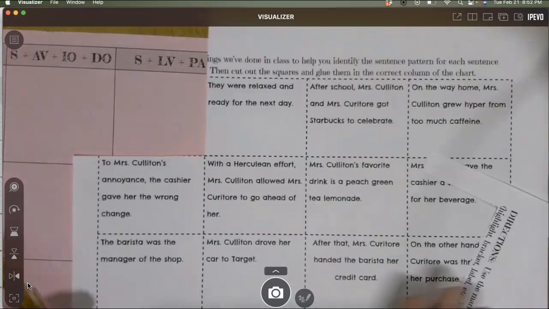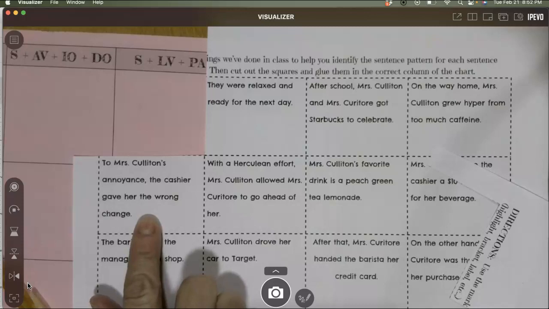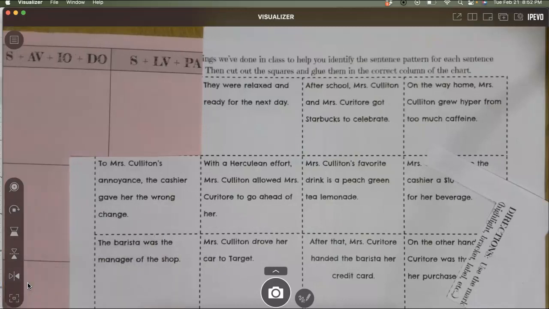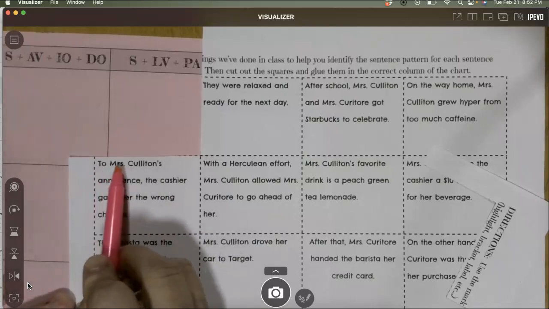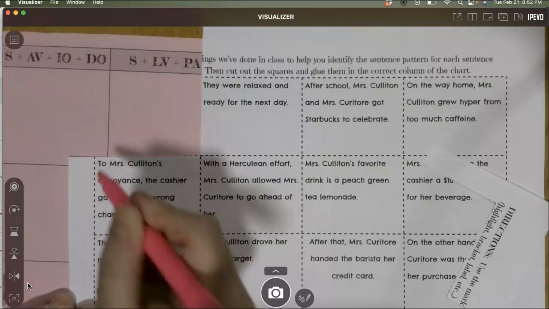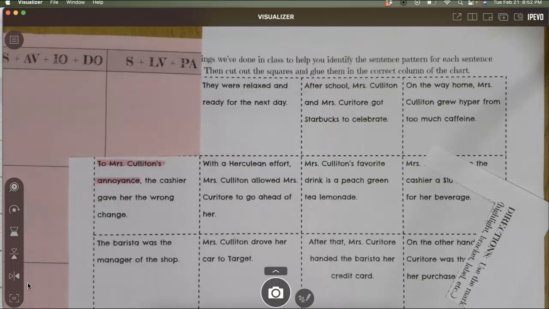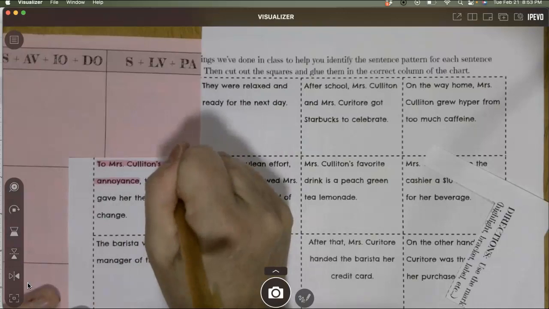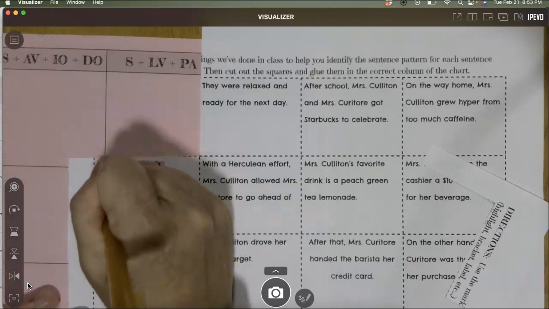All right, I'm going to go down this way. The next one says, "To Mrs. Culleton's annoyance, the cashier gave her the wrong change." I feel like this is a Starbucks run. I don't know. Let's see, I see a preposition, to. It's not an infinitive because Mrs. Culleton isn't a verb, so it must be a prep phrase. To Mrs. Culleton's annoyance. Now I'm going to look for my subject. Who is the sentence about? It's about a cashier. And what did the cashier do? The cashier gave. That's definitely an action verb. I can see this happening.